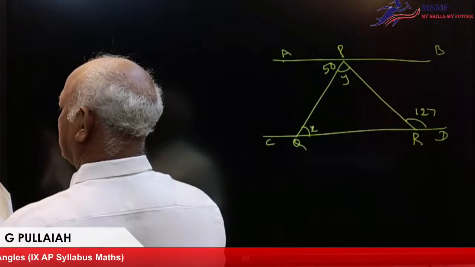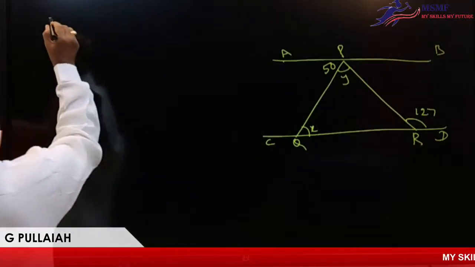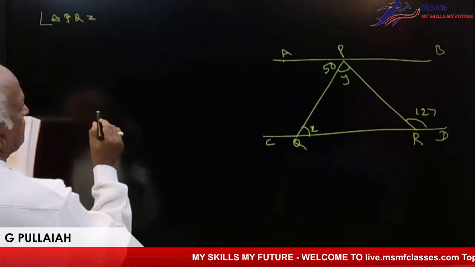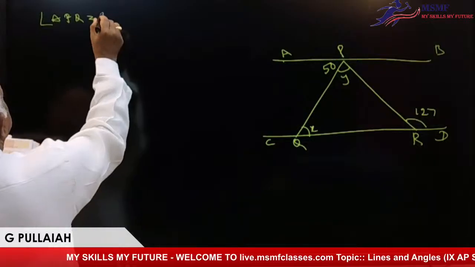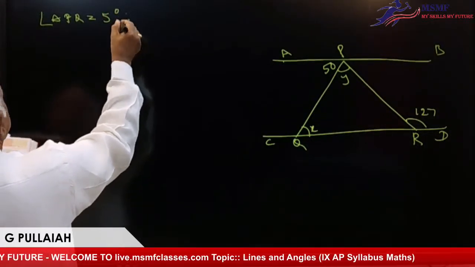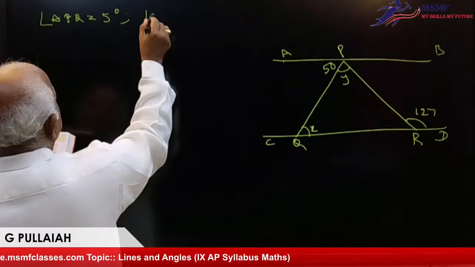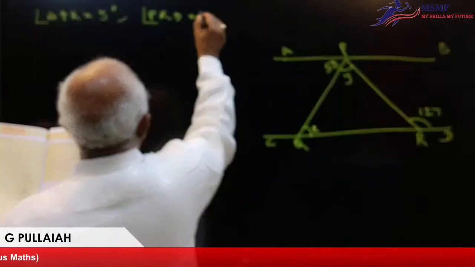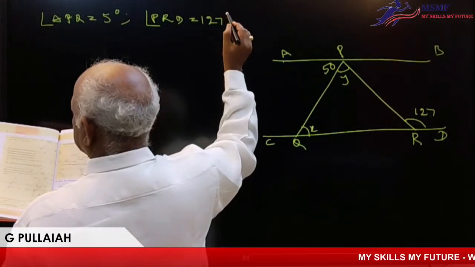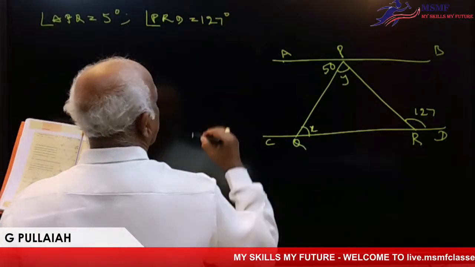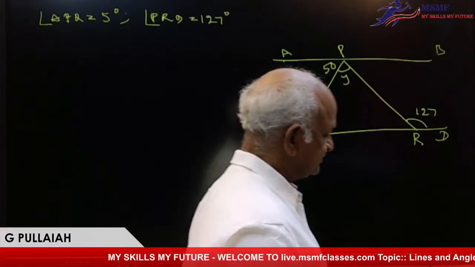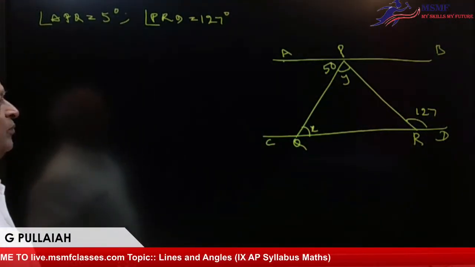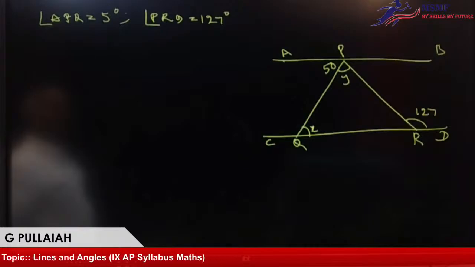So here, angle APQ is 50 degrees. Angle PRD is equal to 127 degrees. Now here, find the value of x and y.